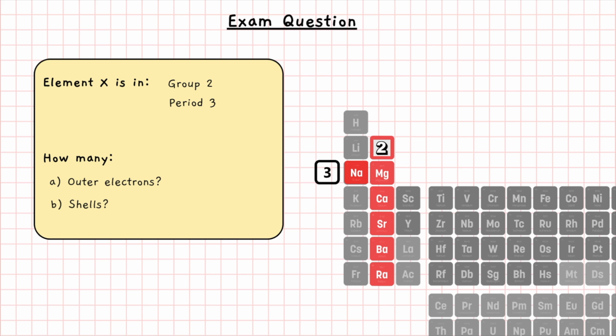Group number equals outer electrons. Period number equals number of shells. That is exactly how they test it. If that felt easy, well done. It means you totally understood what I'm talking about.